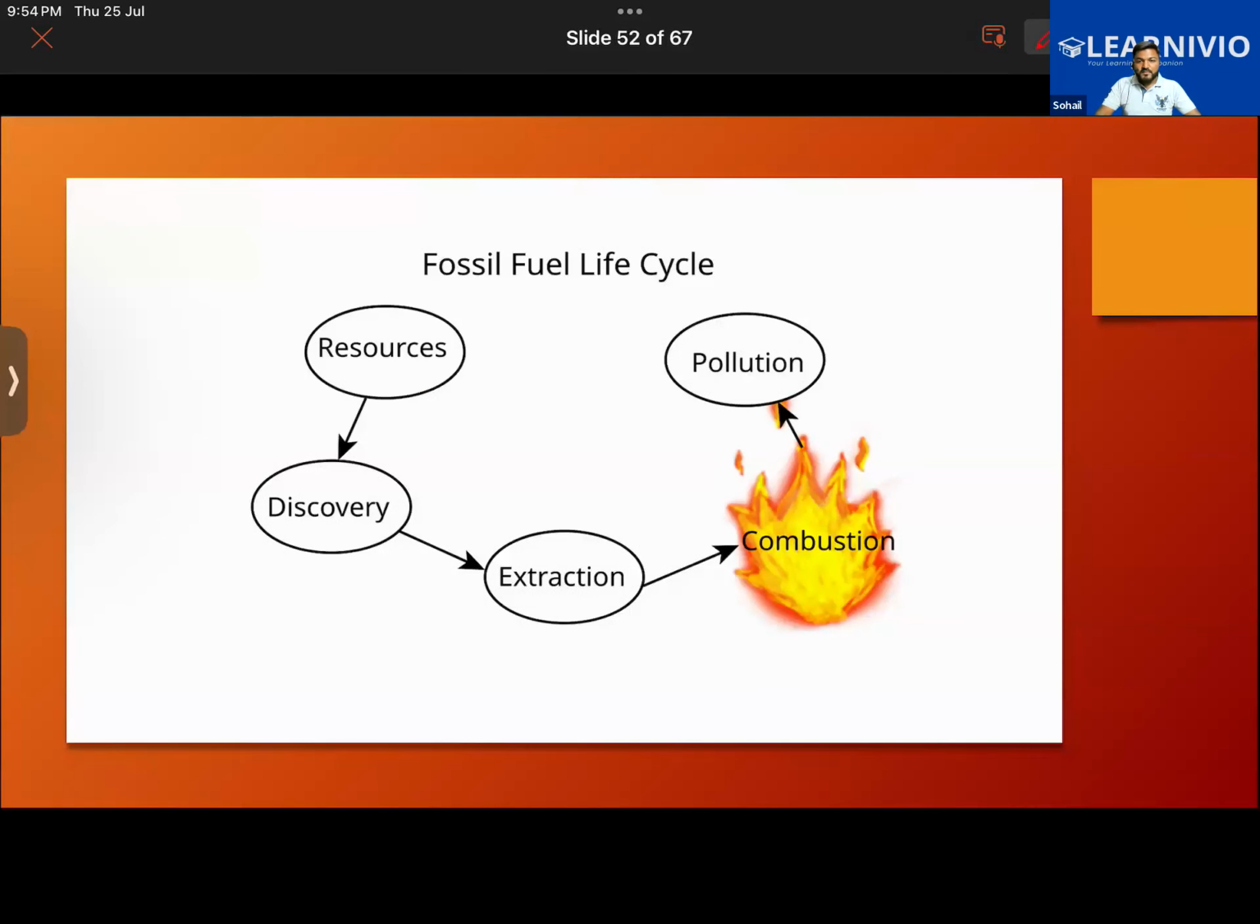Furthermore, have a look at this image over here. First of all, we have the different resources in our earth. Once we discover them, we extract them. Once you have discovered the coal reserves, or the reserves of petroleum and natural gas, you would be extracting it, you would be burning it, and that would cause pollution. So that is the life cycle of a fossil fuel. It goes from its discovery to pollution. Once it has been discovered, it is obvious that it will lead to pollution. Getting it? That is the life cycle of a fossil fuel.